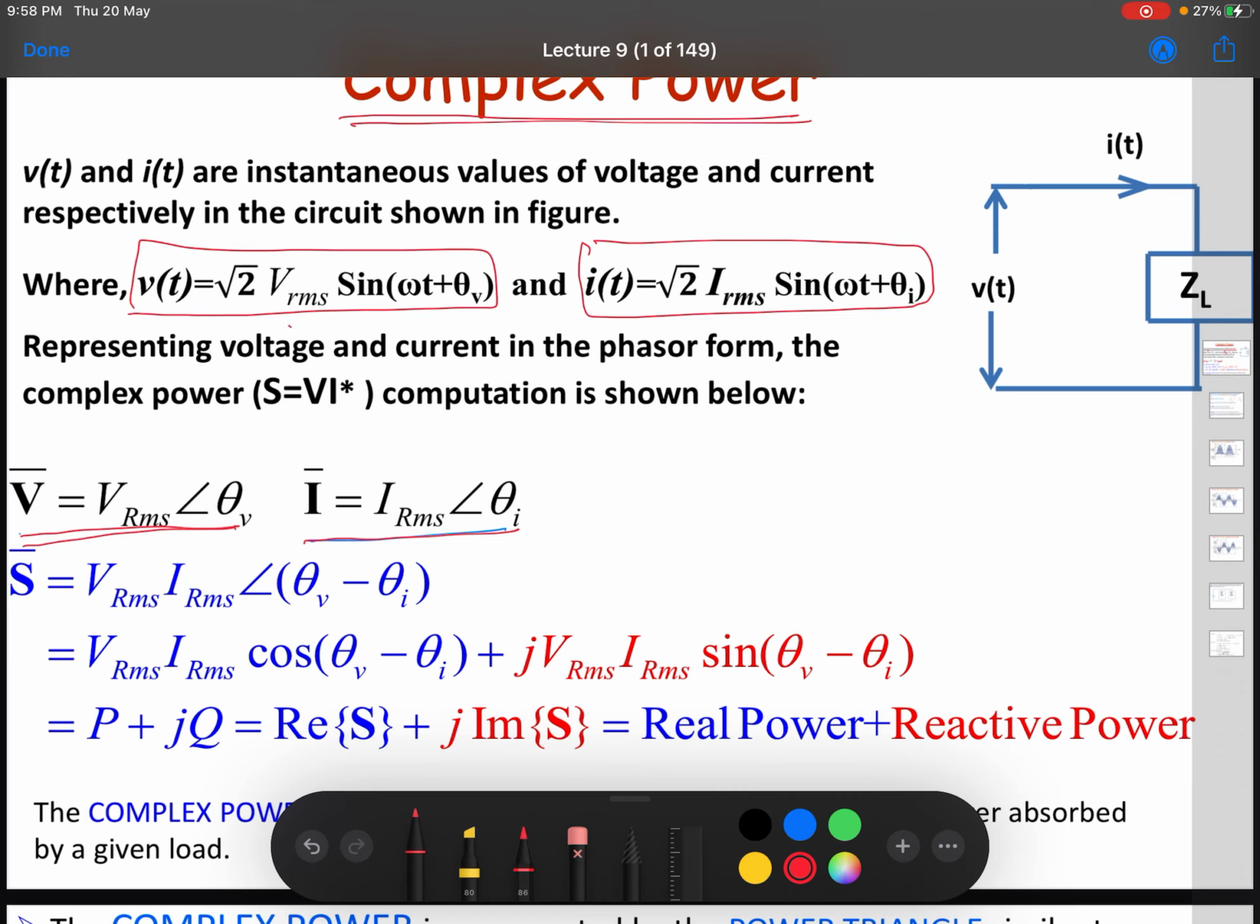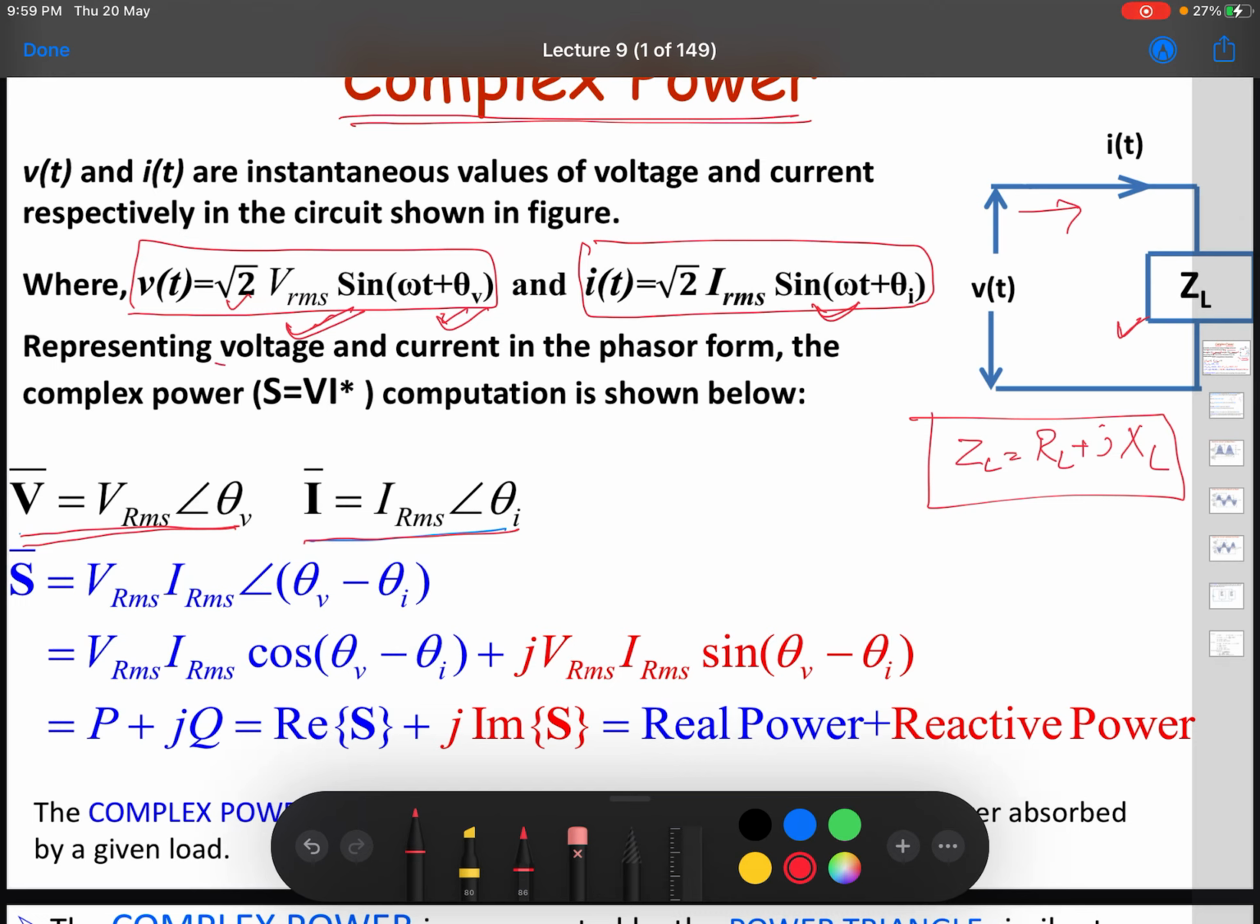So here, this is V. If you remember, root 2 V RMS sine omega t is represented in time domain, and similarly this is I. This is the circuit we are talking about, where you have some impedance, in a form like this, which we have already seen. The impedance in AC circuit comes in this flavor, ZL plus. ZL is also complex, so impedances also become complex.